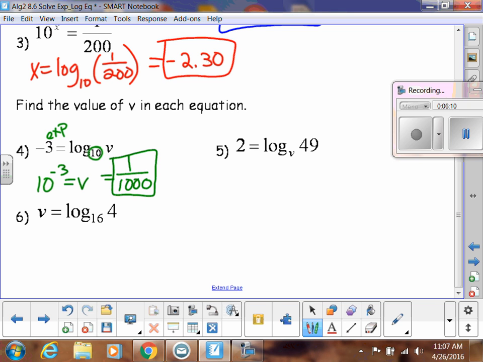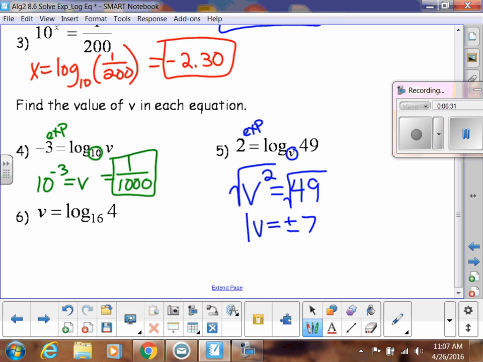Okay, so same thing over here. Can I type in log base v? No, I can't do that. So I need to write this. This is my base. V is my base. This is my exponent, 2. So v squared is equal to 49. And now we solve that just like we did in that previous problem. Just take the square root on both sides. So we get plus or minus 7.